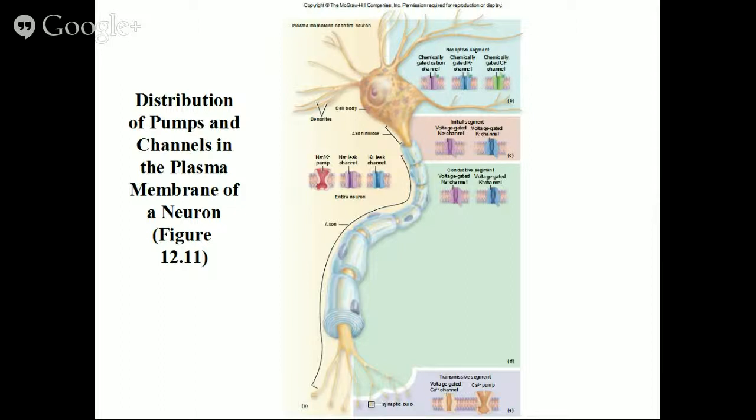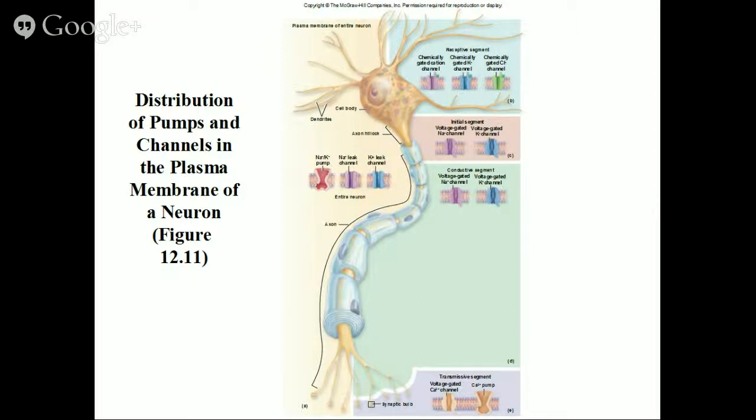That's why they're called chemically gated cation channels, or chemically gated potassium channels, or chemically gated chloride channels. These gates are going to open because of some type of chemical, and in this case, it's a neurotransmitter such as acetylcholine or dopamine or GABA. These are chemicals released by the presynaptic neuron, and they bind to the receptor sites on these chemically gated channels. Then the channels open in the presence of these chemicals.